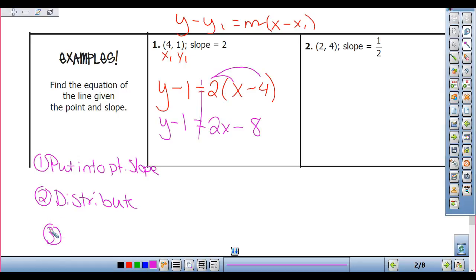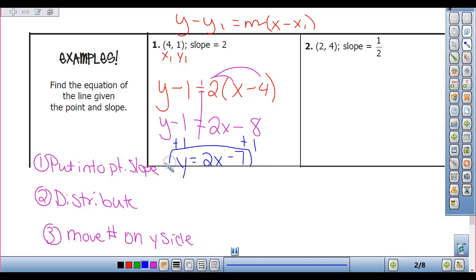And then what do I have to do? Add 1. Yeah, I have to move that number that's with my y. So I can add my 1. I'm only adding it to my 8. So y equals 2x minus 7.